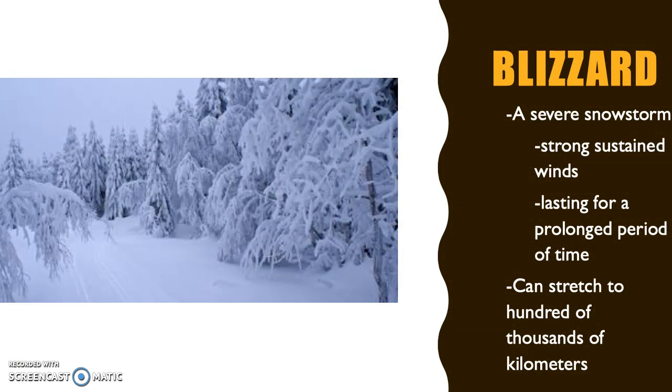Blizzard. Meteorological disasters include blizzards. A blizzard is a severe snowstorm that is characterized by strong sustained winds of at least 35 miles per hour. The high winds are what make the blizzard, not the amount of snow that has fallen. They typically last for 3 hours or more and can stretch to hundreds of thousands of kilometers.